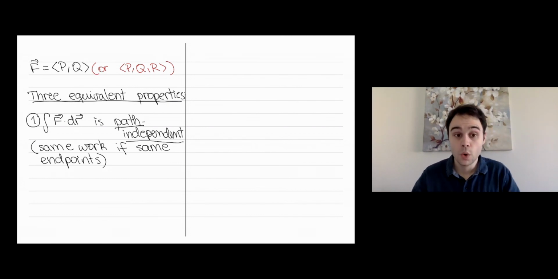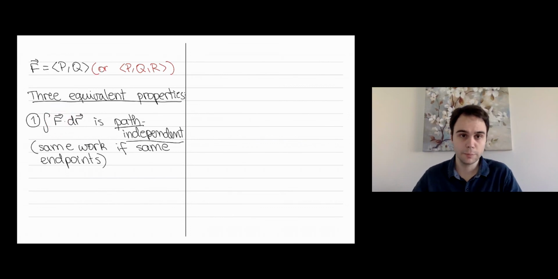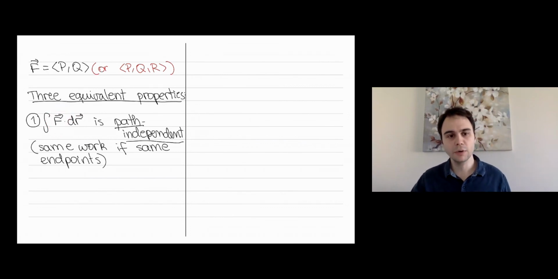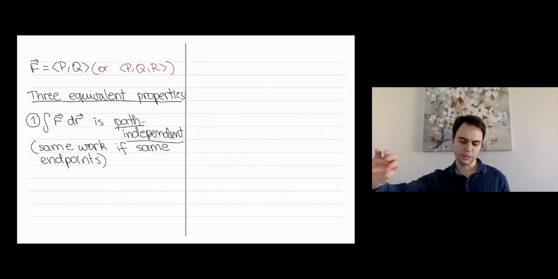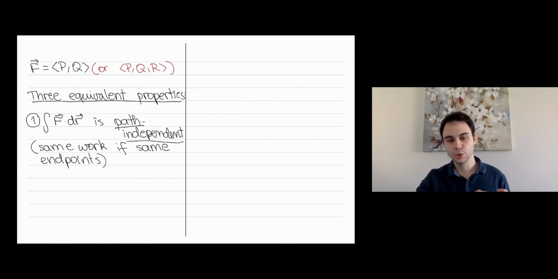We've seen that gradient vector fields have this property. By the fundamental theorem of calculus, if two curves have the same endpoints, and if the vector field f is the gradient of a function, then the integral over both curves of this gradient is just the difference of the values of the function at the two endpoints. So in particular, you get the same answer for both line integrals. That's a property a vector field can have.